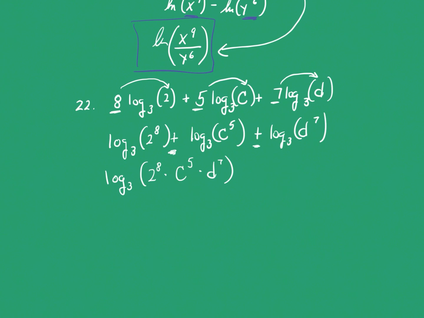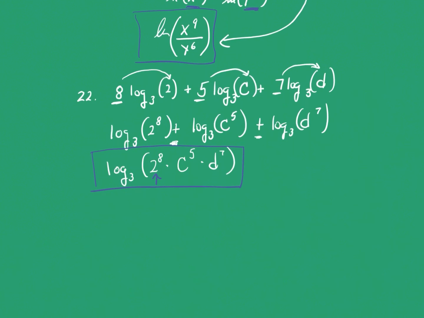And this would be your answer. They might, in your book answer, I wouldn't be surprised if they figure out what 2 to the 8th is. I think that might be 256, something like that. But if you leave it as 2 to the 8th, that's good for me. Okay, couple more problems.